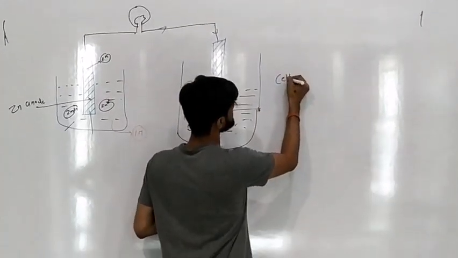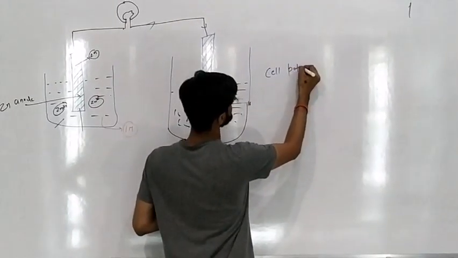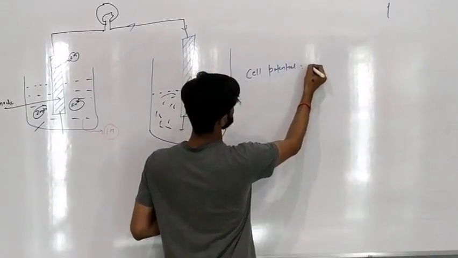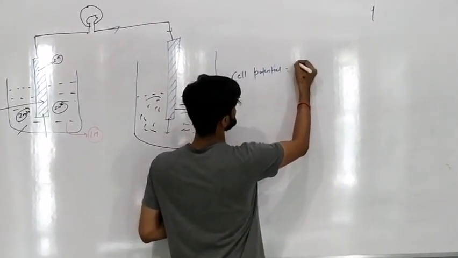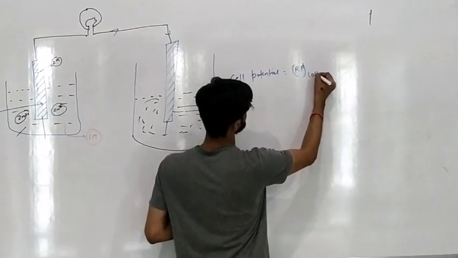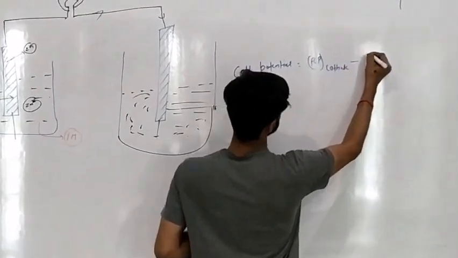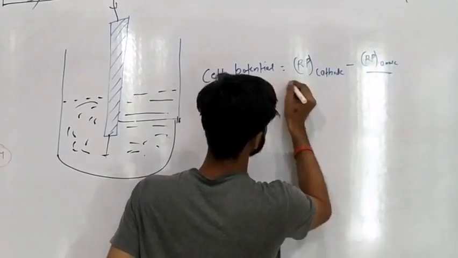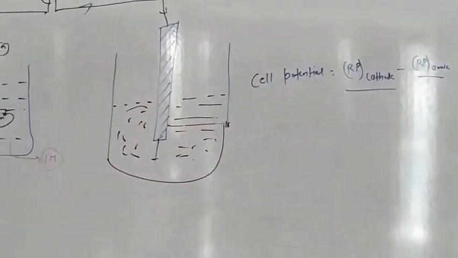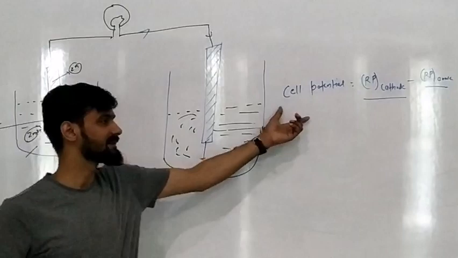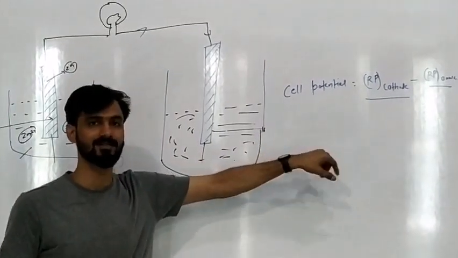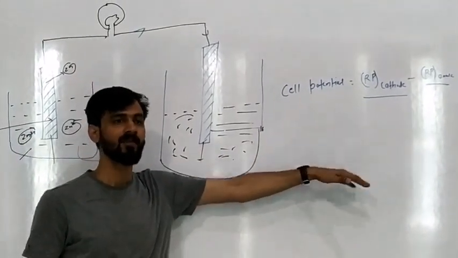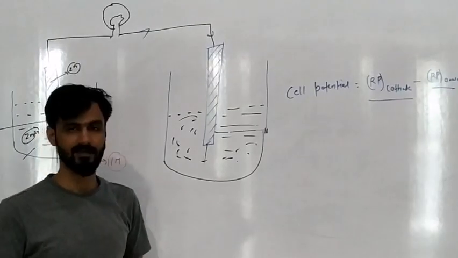Cell potential is equal to reduction potential of cathode minus reduction potential of anode. Reduction potential of cathode minus reduction potential of anode. I will discuss later what is standard electrode potential and what is standard cell potential. I have already defined the standard condition of the cell.